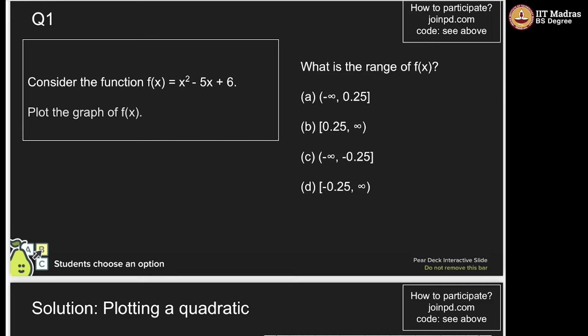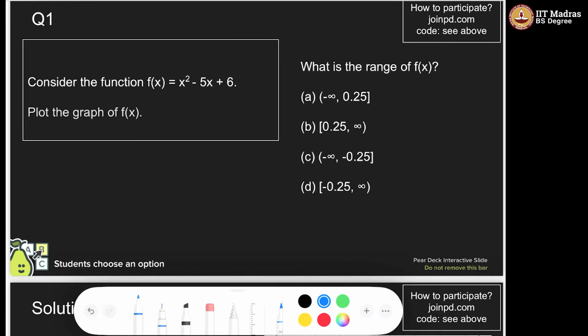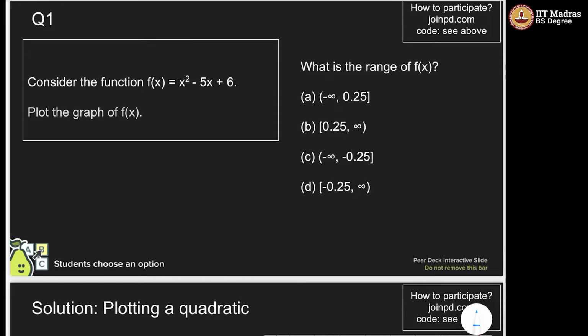Okay, so we have a function given f(x) equals x squared minus 5x plus c. We have to find the range of it. Clearly this is a parabola, and because the coefficient of x squared is positive, this is a parabola in the upward direction, right? So the minimum point of the range is the vertex.